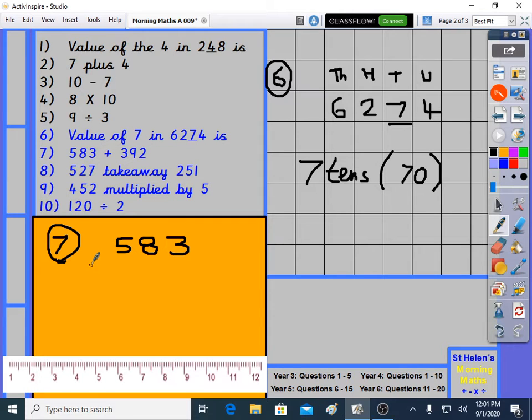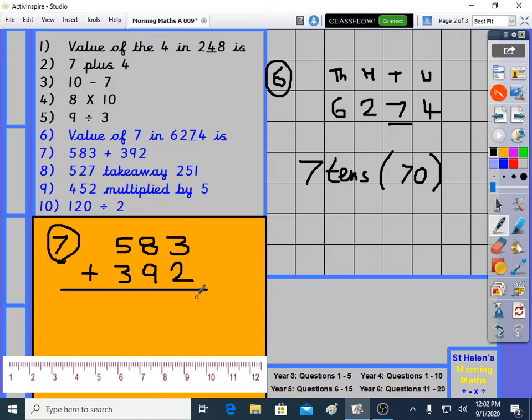583. I'm not working on the squares here, so I must be very careful with lining up my numbers. That's why we have squares. It makes it much easier to line things up, doesn't it? 583 plus 392. So keep up with your copying, Year 4s or Year 3s or Year 5s, whoever you are.